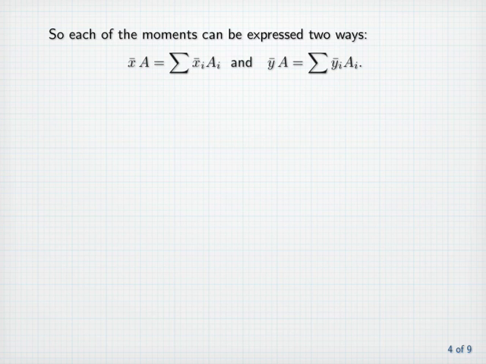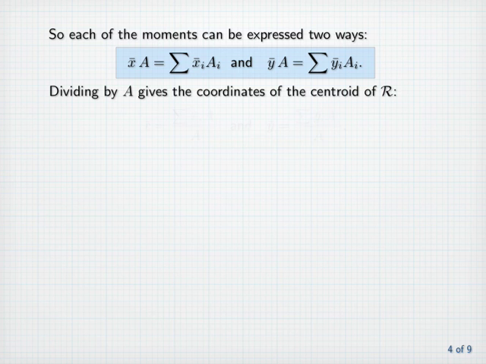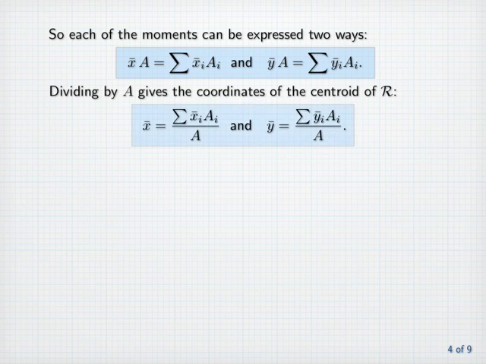M_y is equal to x bar times the total area, and it's also equal to the sum of x bar sub i times A sub i. The moment about the x-axis is equal to y bar times A, and it's also equal to the sum of y bar sub i times A sub i. So we can now divide each of these by A to reveal x bar and y bar. x bar is the sum of x bar sub i times A sub i divided by A, and y bar is the sum of y bar sub i times A sub i divided by A.